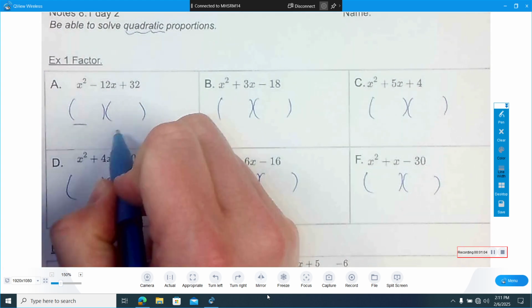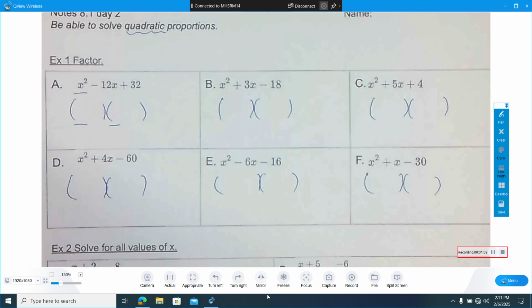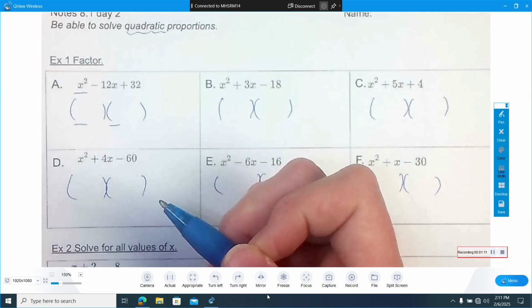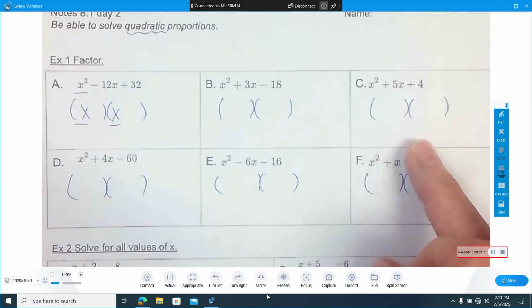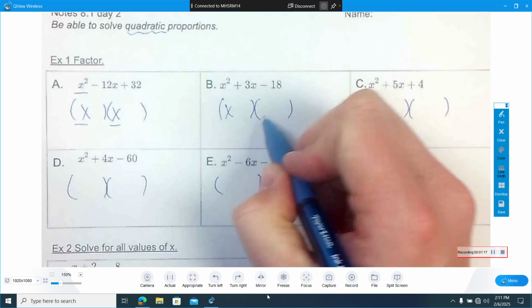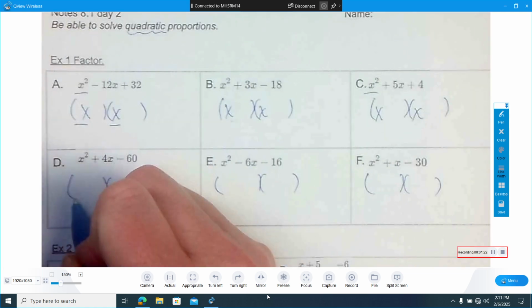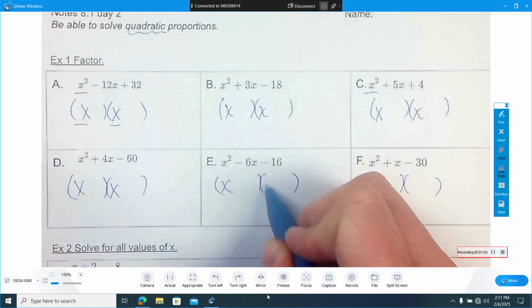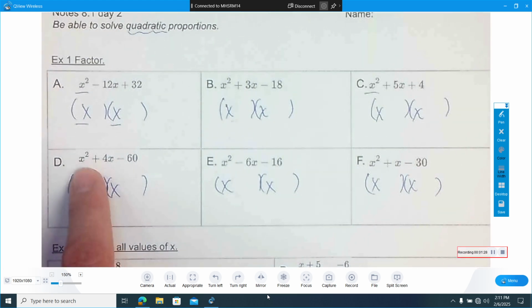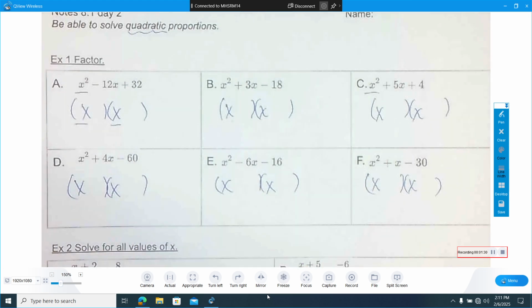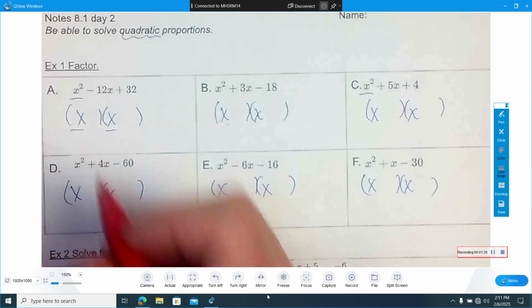And so we have first times first should be the first thing. What times what gives me x squared? X times x. Are all of these going to be that way? Yes, they are. X times x gives me x squared. All of these get set up the exact same way because they all start with a 1x squared, every single one of them. So then the hard part is actually figuring out our factors.